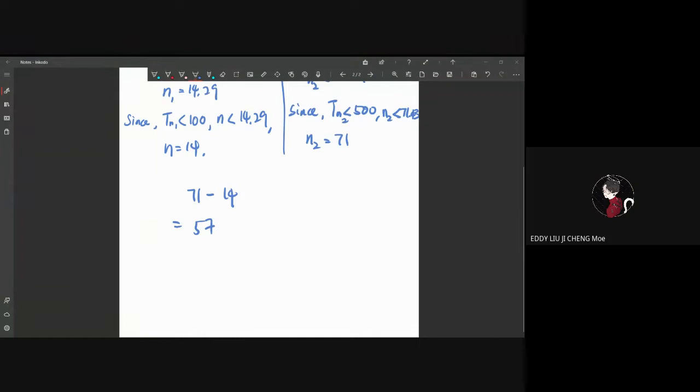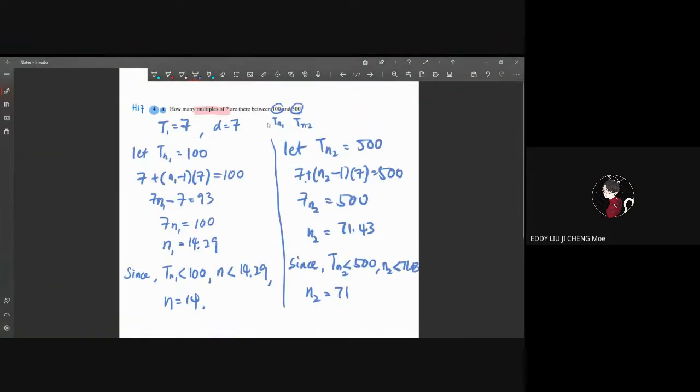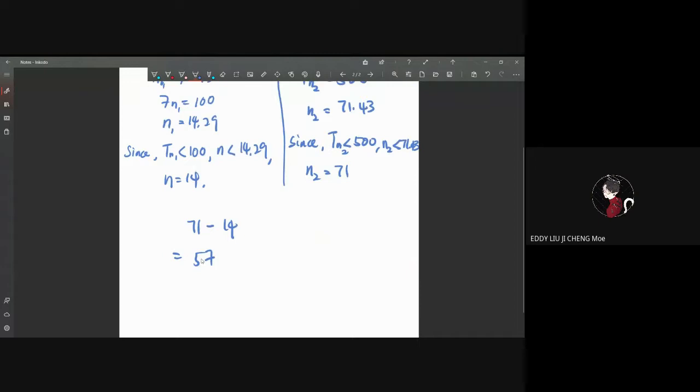And there is another alternative, which is 500 minus 100, and then you get 400, and then you just substitute into the formula a plus (n minus 1)d equals 400. You also can get the same answer. That's all.